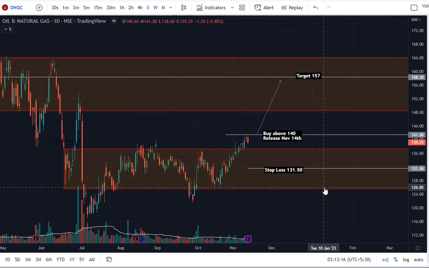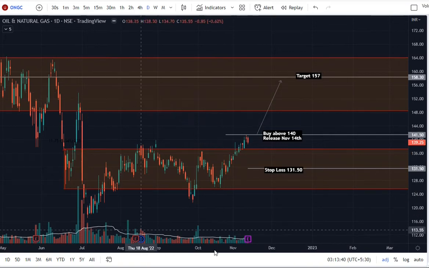This is the early morning of the 15th of November, and I am making this video to give you analysis on a stock that I think can do well in the next 1.5 to 2 months, or maybe earlier. So the stock I'm talking about is ONGC, the public sector oil giant of India, and this is the chart that you see that I'm analyzing here.